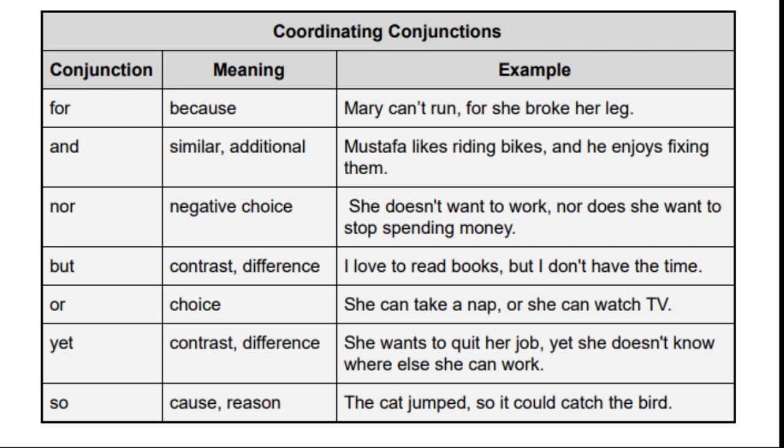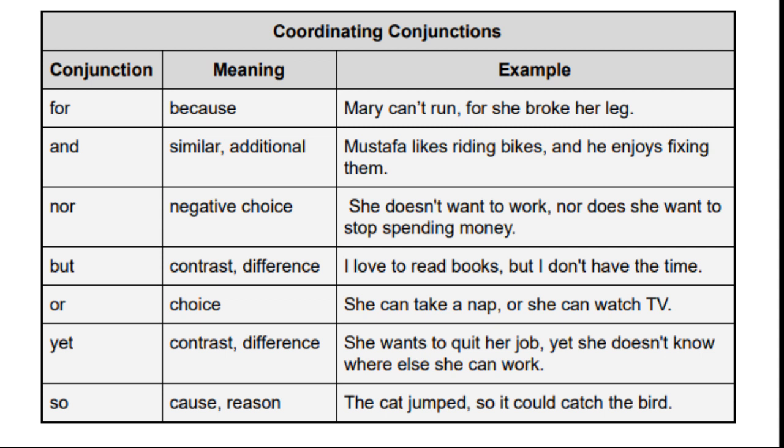Nor is used when there's a negative choice. She doesn't, does not, doesn't is shortened for does not, want to work, nor does she want to stop spending money. So we use nor to replace or when it's a negative sentence. But shows contrast. I love to read books, but I don't have the time. Or gives you a choice. She can take a nap or she can watch TV.